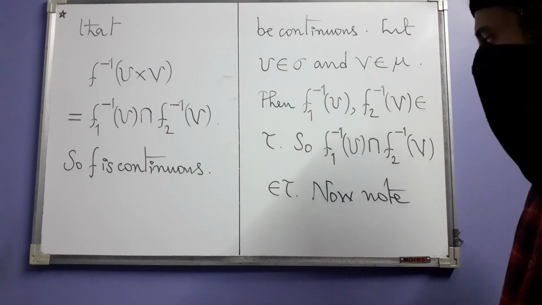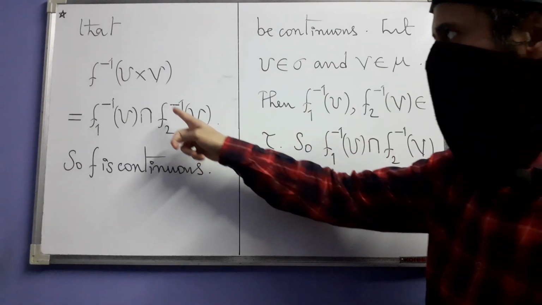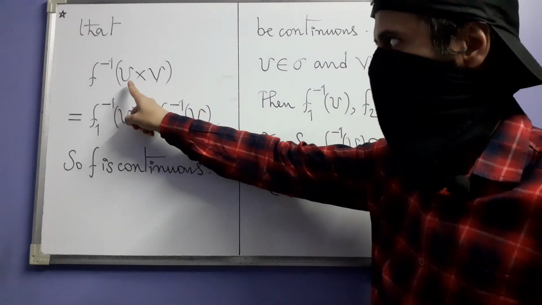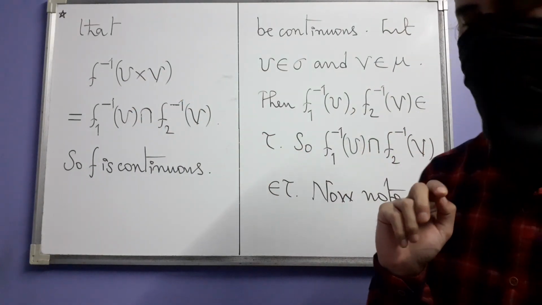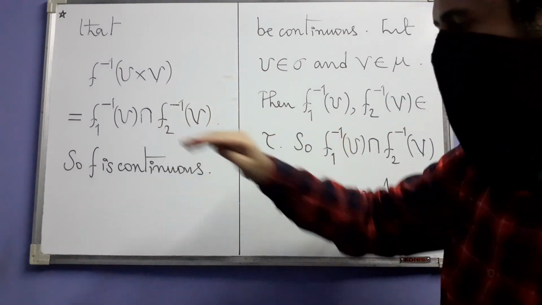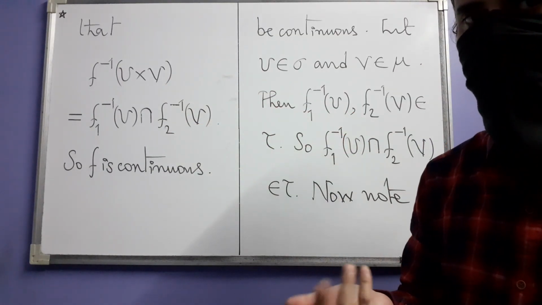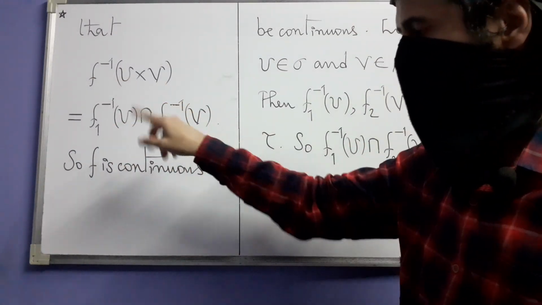And finally, you note this, that this intersection is actually nothing but the inverse image of U times V under f, the original function. I leave it to you to show why these two are equal. I mean, it's a set theoretic thing. You take a point here, show that it's here, and vice versa.